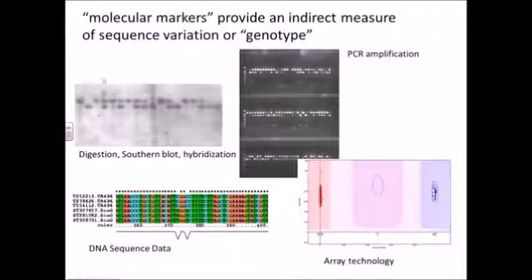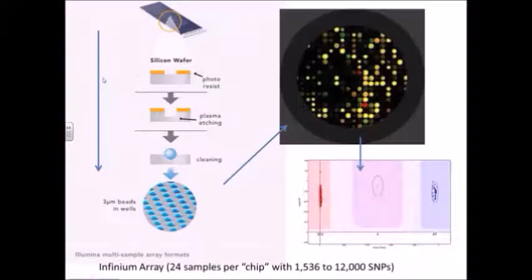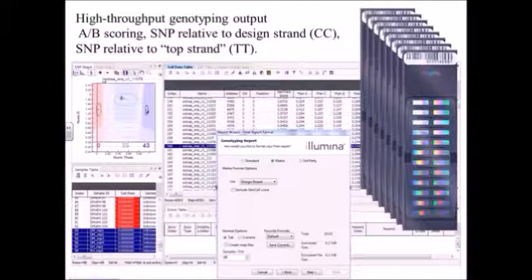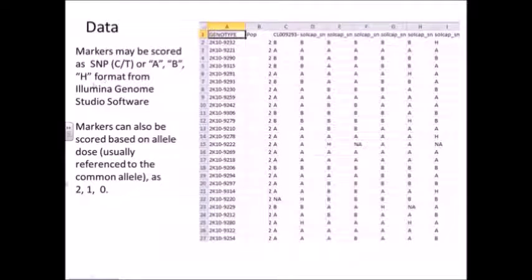Let's talk a little bit about our molecular markers. We've got different platforms we can use. In our case, we're going to be working with some Infinium data. It's BeadXpress data. So we had 384 of these Infinium SNPs converted to the BeadXpress platform and then scored them using the AB format on the Illumina software. So this is what our data looks like.